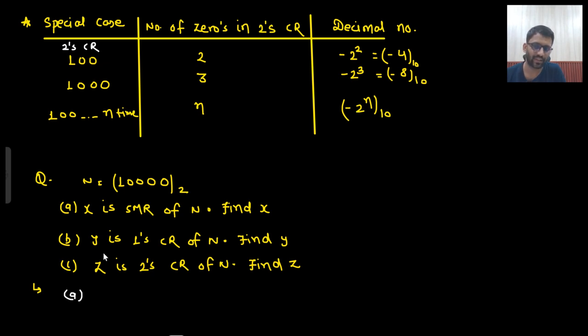Signed magnitude representation. That means the first bit will show negative. 1 will show negative, and the rest will show the magnitude. What is that? Minus 0. What will be the answer of B?